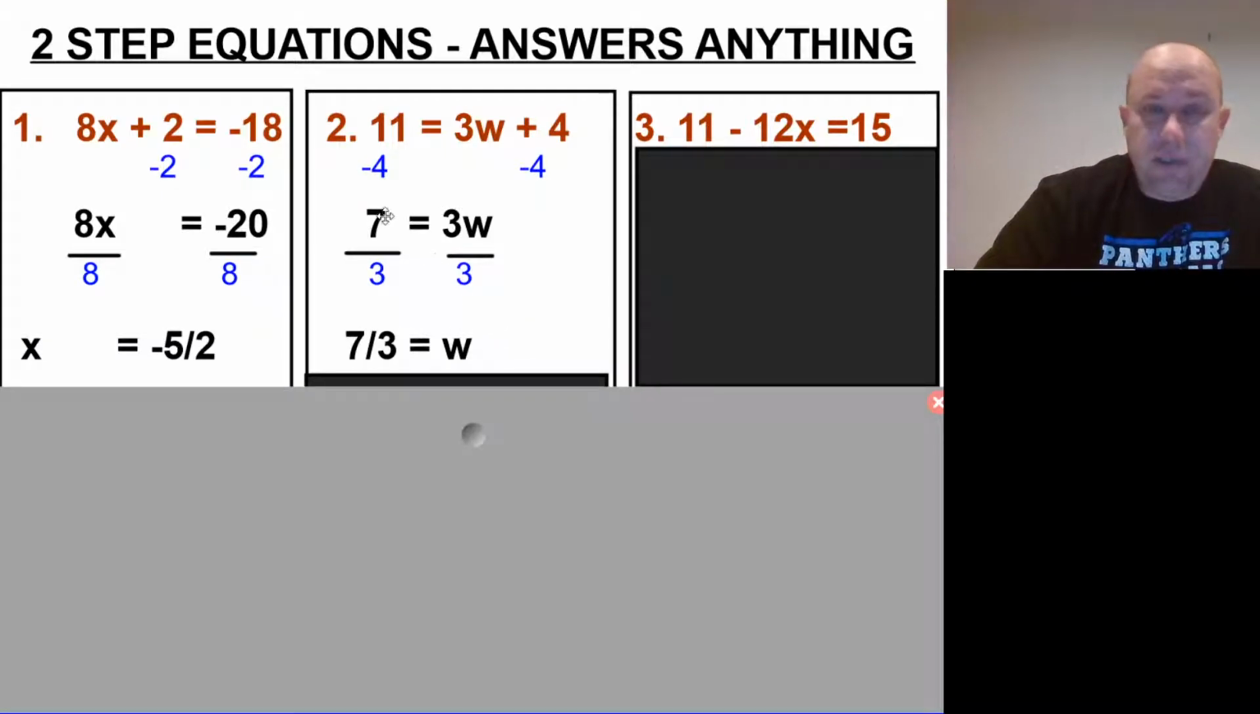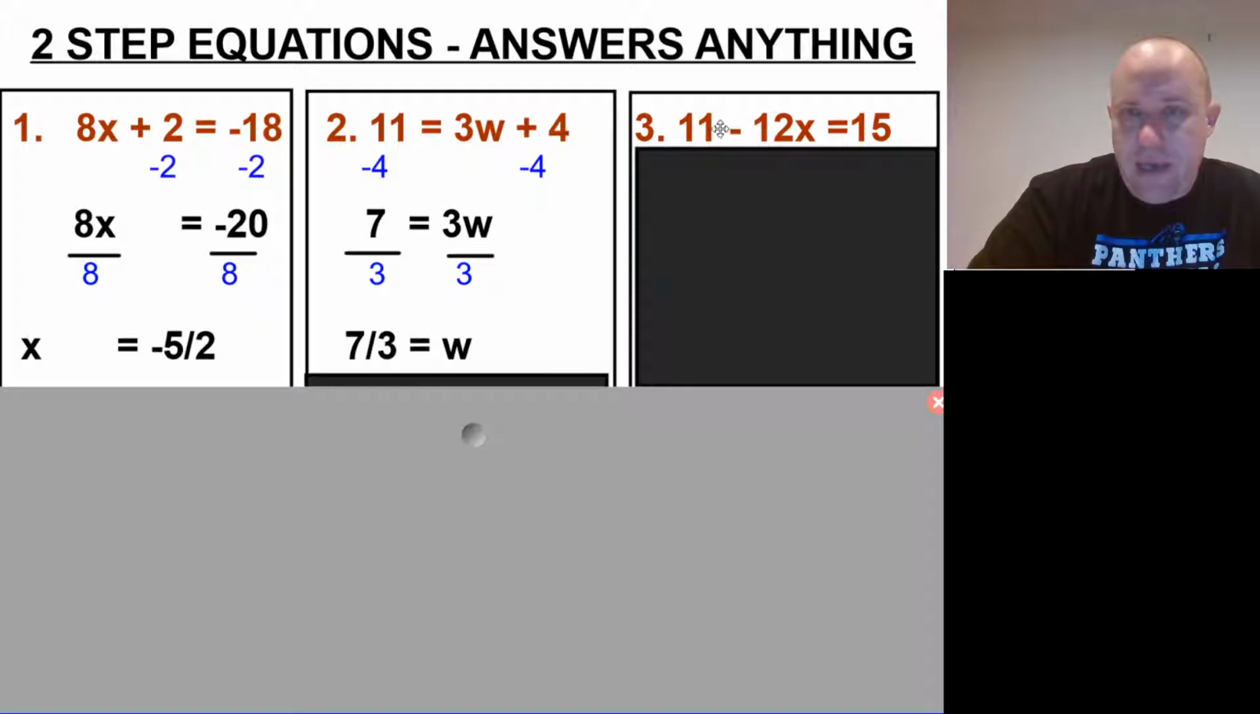So with fractions, sometimes they will simplify, like you saw on question 1, and sometimes that is the final answer. Certainly don't put 7 divided by 3 and get an actual decimal. That's not what we're looking for at all with these questions. All right, last one in this section, question 3. 11 minus 12x is 15.